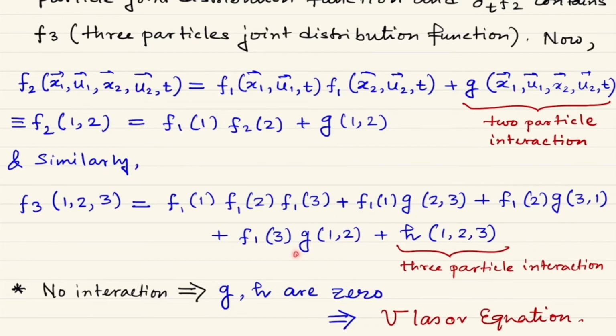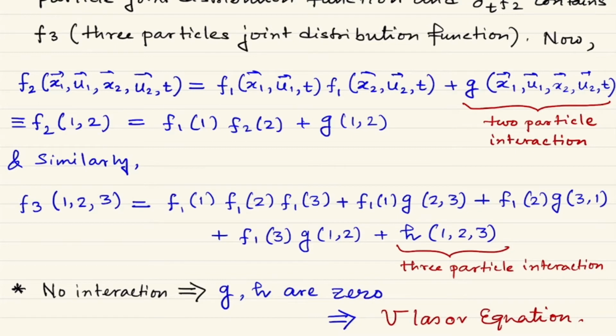exclusive. So the total possibility will be the sum of the 3, and finally there is a possibility that all the three particles are mutually interacting. Then you have H 1 2 3. Okay, so of course if there is no interaction, we have G and H 0. So this 0, this 0, this 0, this 0, so only this term will survive.